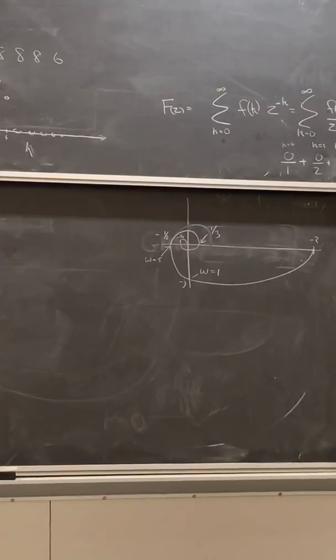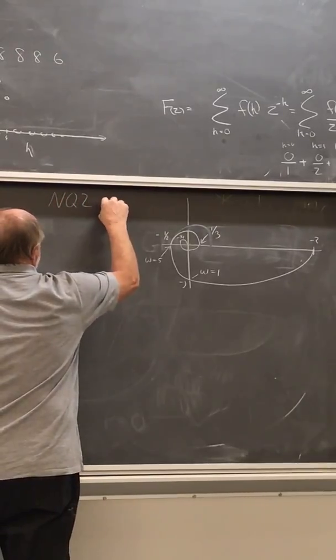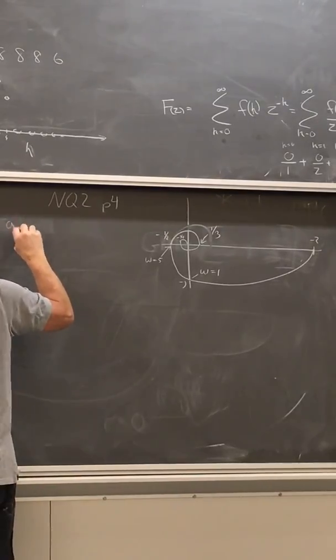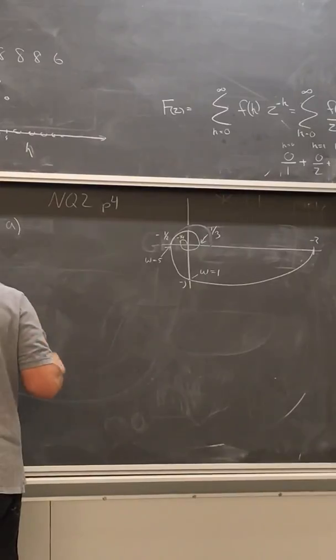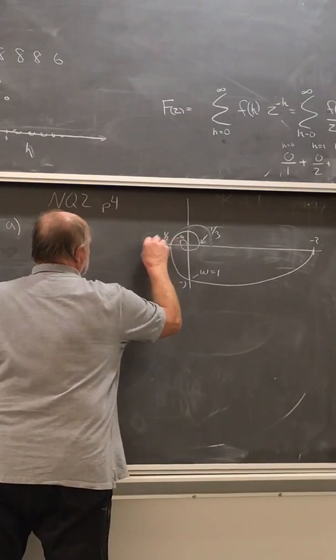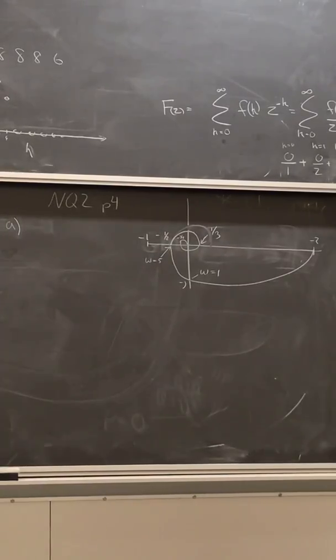Help me draw one. Okay. Knowing that the closed loop system is stable, can one say for sure that the open loop system is stable? This is problem 4, NQ2 problem 4. This is lifted straight out of an old final. Knowing the closed loop system is stable, where's -1 by the way in this drawing? Good choice. Yep.